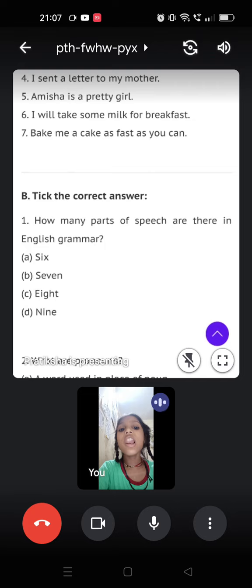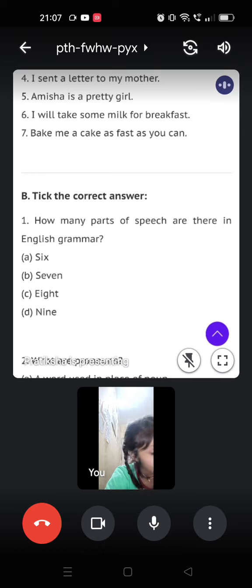I sent a letter to my mother. Mother, not mom. Okay. Mother is the noun. Is there any noun? Mother. And what is I? I is replacing a noun. Pronoun, right. Okay. Is there any verb? Yes, ma'am. Sent. Okay, very good. Then, letter is also a noun, na?